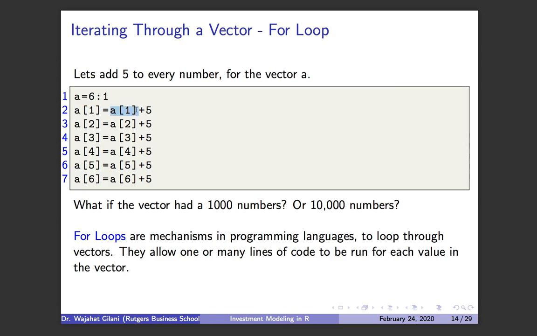Well, what is A bracket 1 bracket? As a refresher, whenever you have square brackets after a data container, you're looking at a particular value from a shelf. Which shelf? It's the number within the square brackets. So this is basically saying, give me the first value in that shelf. The first value of A is 6. This A of 1 represents 6. Okay? 6 plus 5.